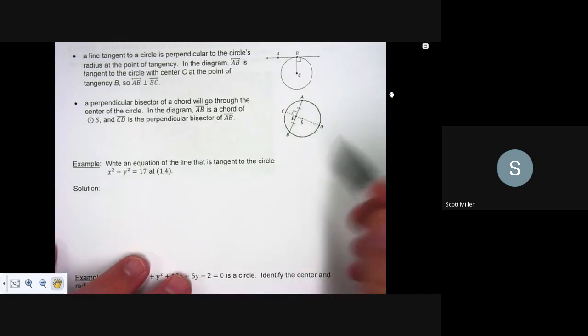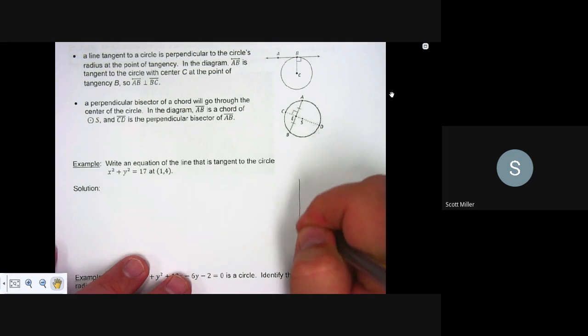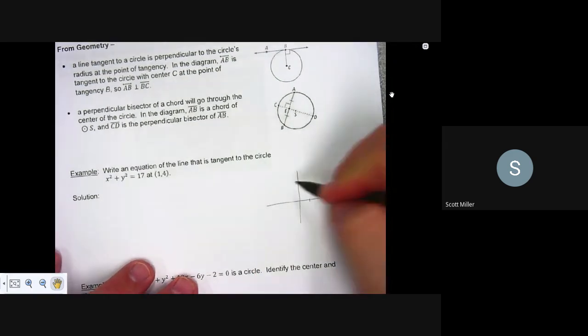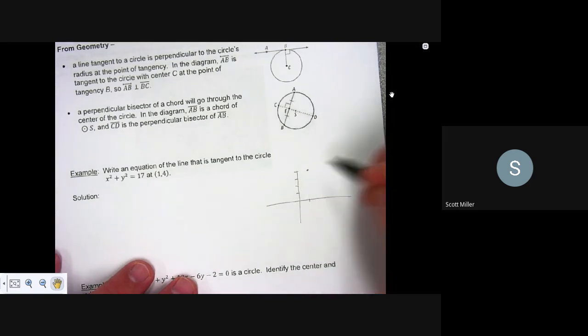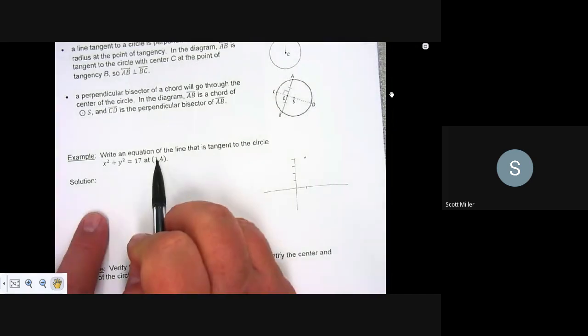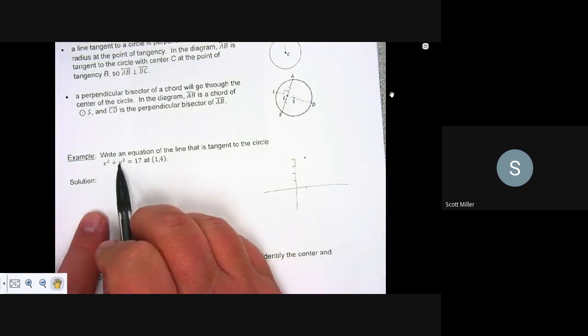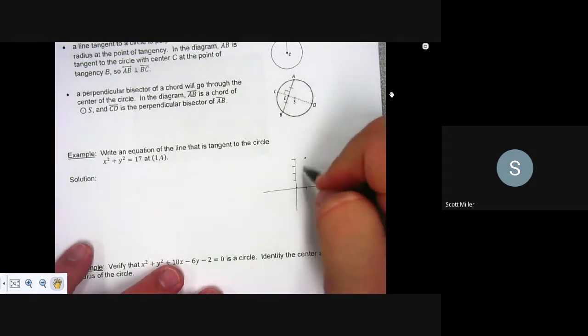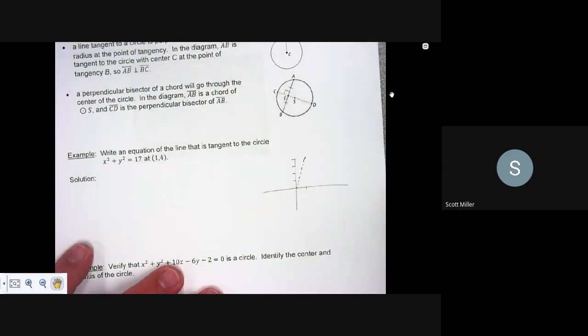So again, I always recommend that you do a visual to kind of see what's going on. So if I draw a quick sketch over here and I have a 1 and 4, so this point right here, this is a point where the line will be tangent to a circle. So this point is on the circle. Okay, and you can check it out. If I plug in a 1 here and square it and a 4 here and square it, I'm going to get 17. Okay, so the center is here. That means this becomes the radius of the circle.